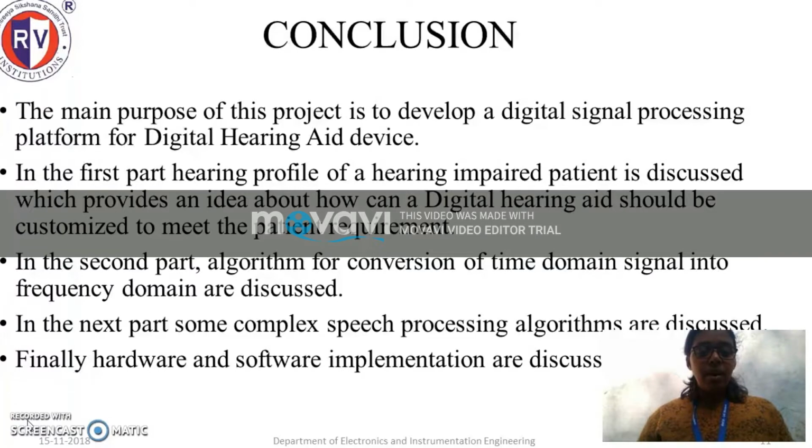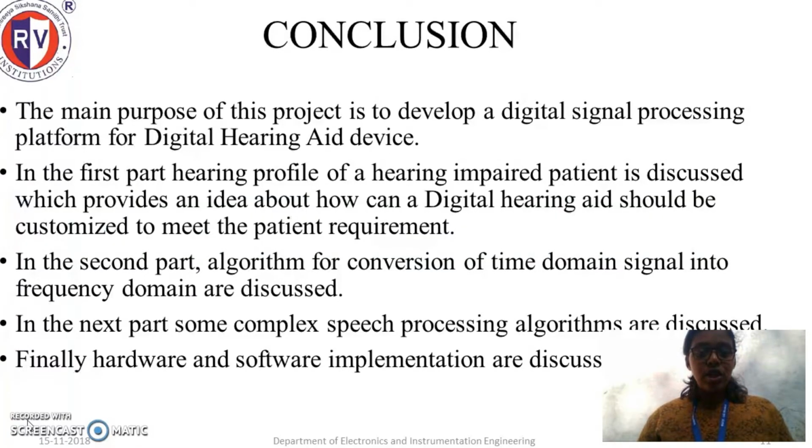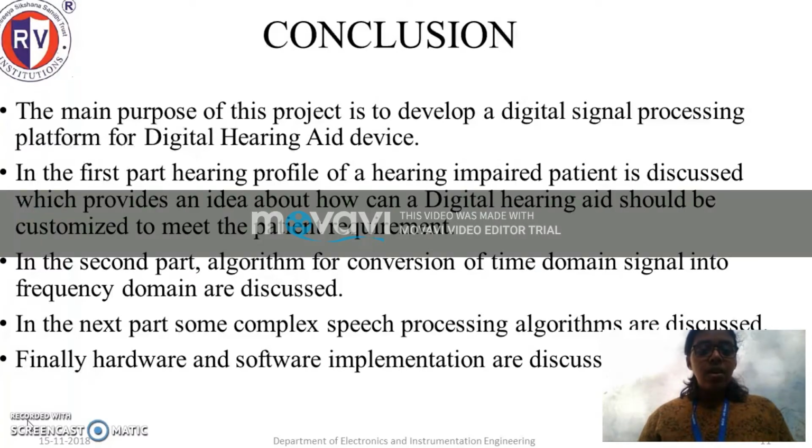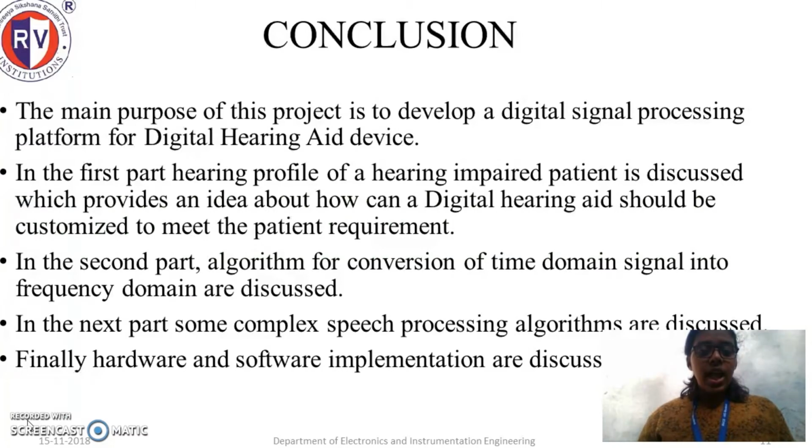In the second part, some algorithms for conversion from the time domain to the frequency domain, like the wavelet transform and FFT techniques, are discussed. In the next part, some complex speech processing algorithms are discussed, like dynamic range compression, feedback cancellation and the adaptive filter approach. These algorithms provide better hearing aid improvement with a high signal-to-noise ratio. And we also discussed how the software and hardware are implemented.